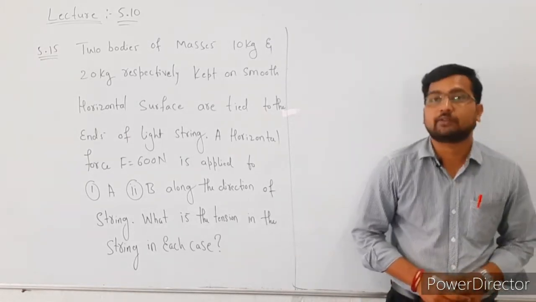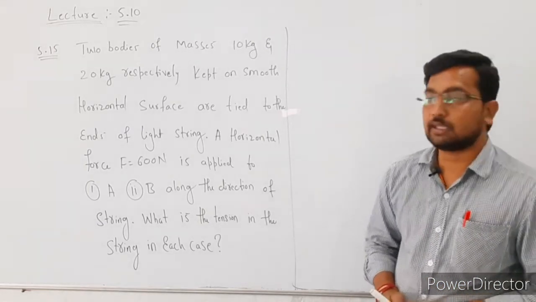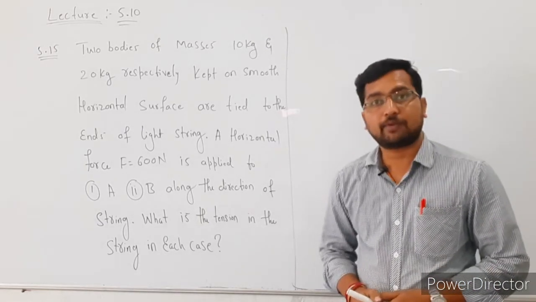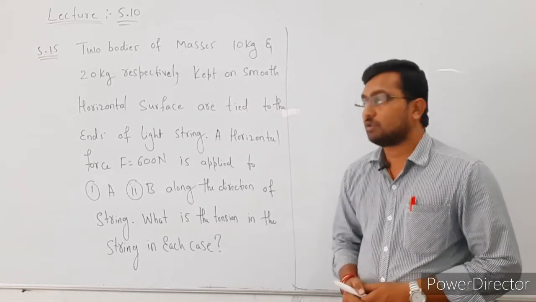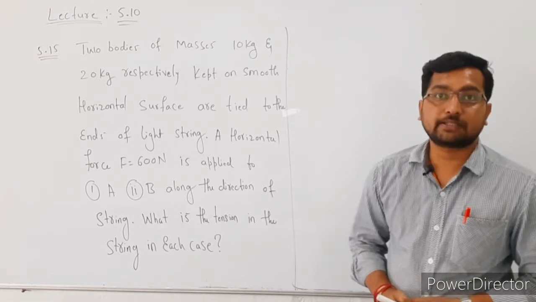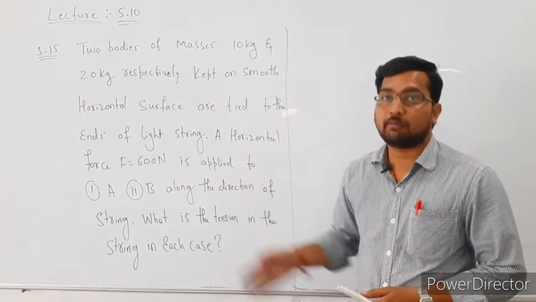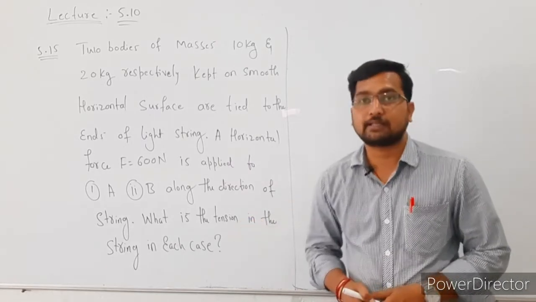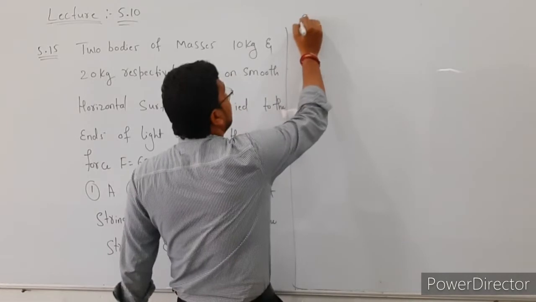So in this problem they have given two bodies of masses, one is 10 kg and another is 20 kg. Both are connected with the help of a light string. If the force F is applied to the first body, then what is the tension developed inside the string? And if the same force F is applied to body B, then what is the tension developed inside the string? Okay, see here. First write the given terms here.